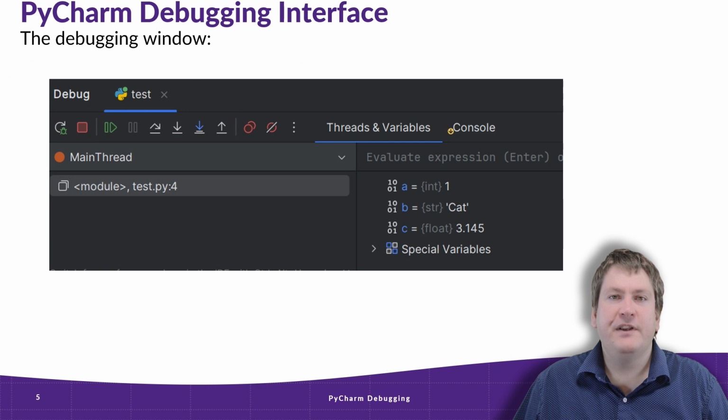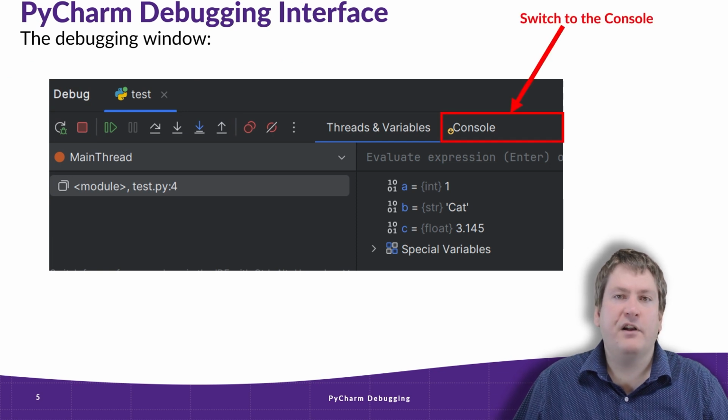There are a few other features here we should mention. The first is the console. We can still access the console, so we can put in text when there's input needed, and we can also see what output we're getting. We just click on there to get to the console. When we want to switch back, we just click on threads and variables.